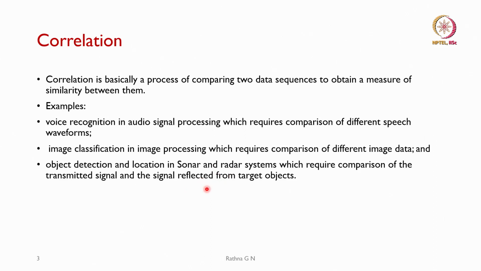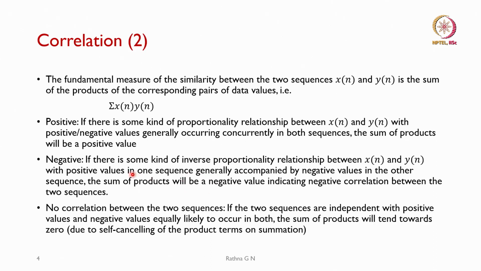So, you know that correlation is used everywhere. The fundamental measure of similarity between the two sequences, x of n and y of n, is the sum of the products of the corresponding pairs of data values, that is, sigma x of n into y of n, which is what we represent.